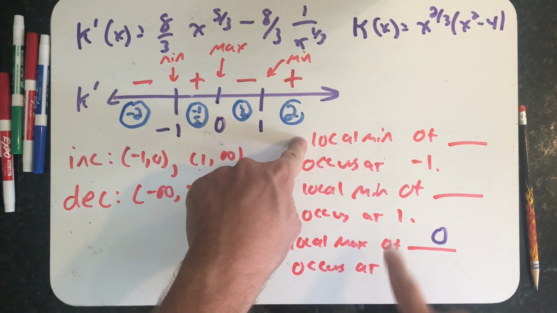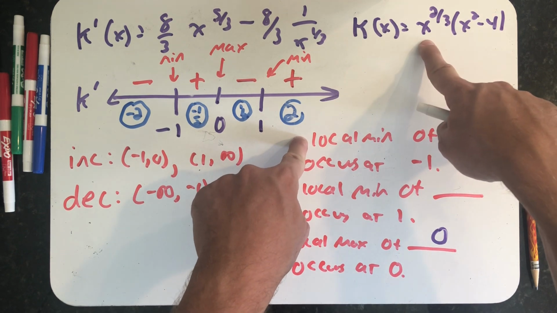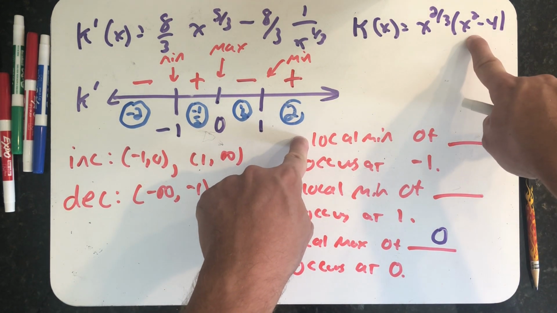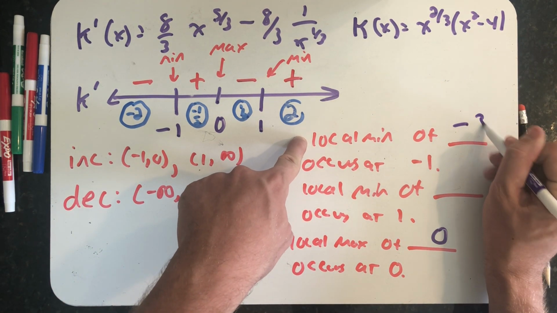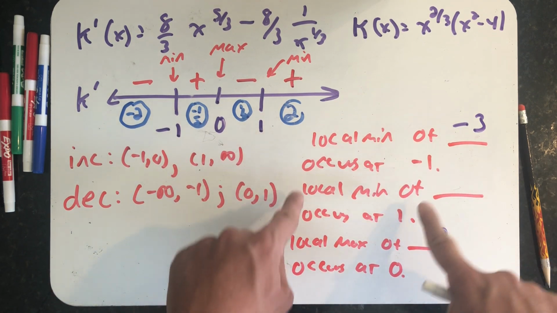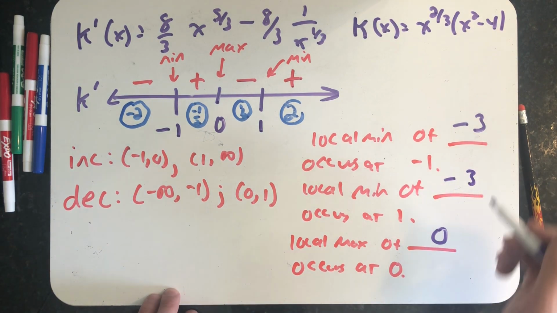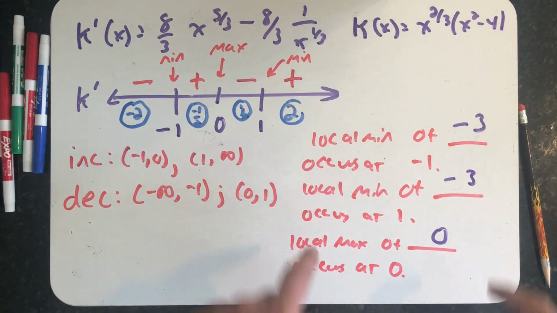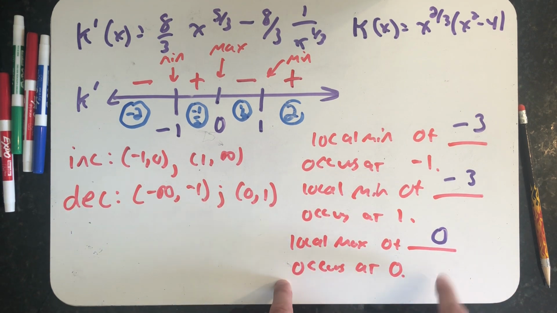The local min occurs at minus 1. So when I plug a minus 1 in there, let's see, minus 1 to the 2/3 will be 1. And then I square that 1, and I get a minus 3 there. So a local minimum of minus 3 occurs at minus 1. And then I can come back here and do the same arithmetic. 1 to the 2/3 is also 1, and then x squared minus 4, when I plug that 1 in there, I also get out a minus 3. So I have a local min of minus 3 in two different places, and a local max of 0, and that occurs at 0.